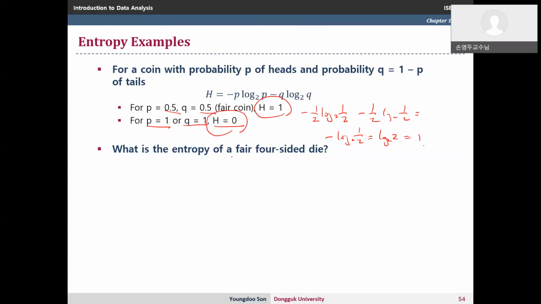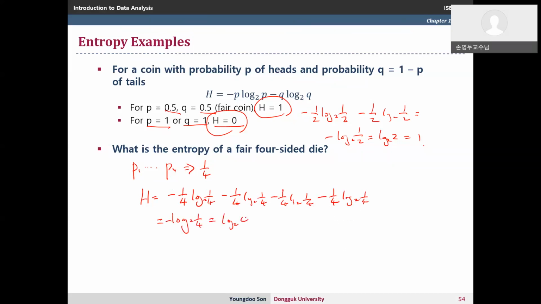What is the entropy of a fair four-sided die? So it means that the outcome has P1 through P4 and all of the probabilities are 1 over 4. So if we calculate the entropy, minus 1 over 4 log 1 over 4, minus 1 over 4 log 1 over 4, minus 1 over 4 log 1 over 4, minus 1 over 4 log 1 over 4. So it's minus log base 2 of 1 over 4, it's log base 2 of 4 and it's 2. Okay.